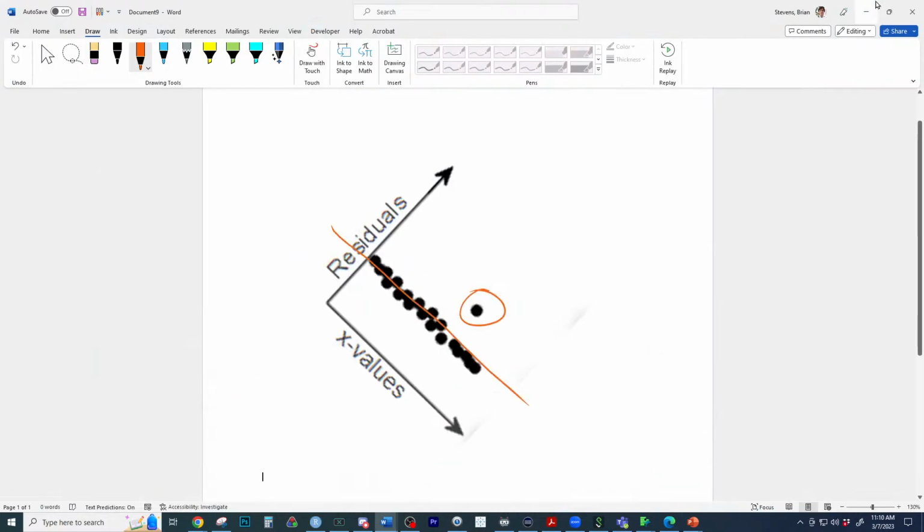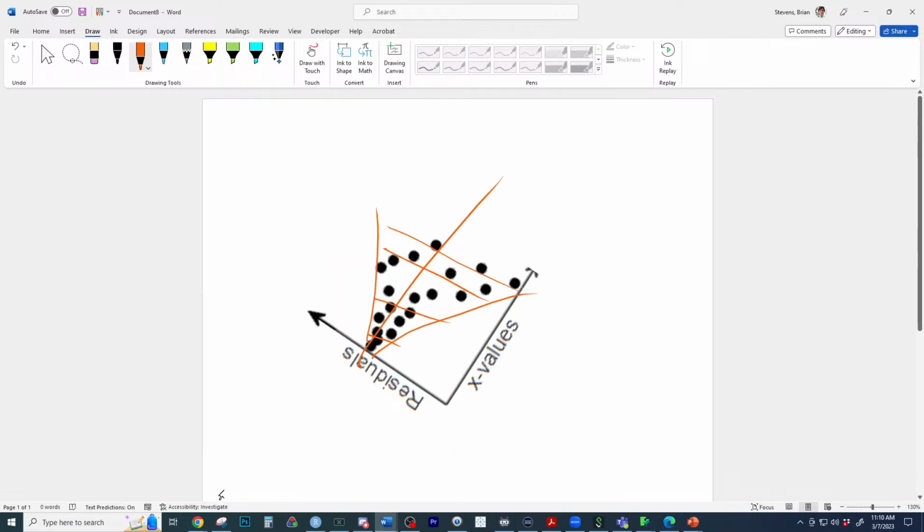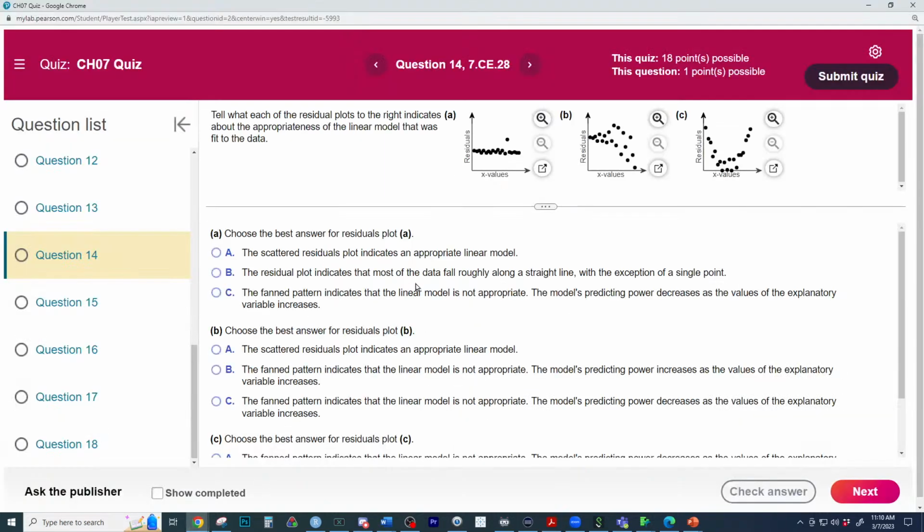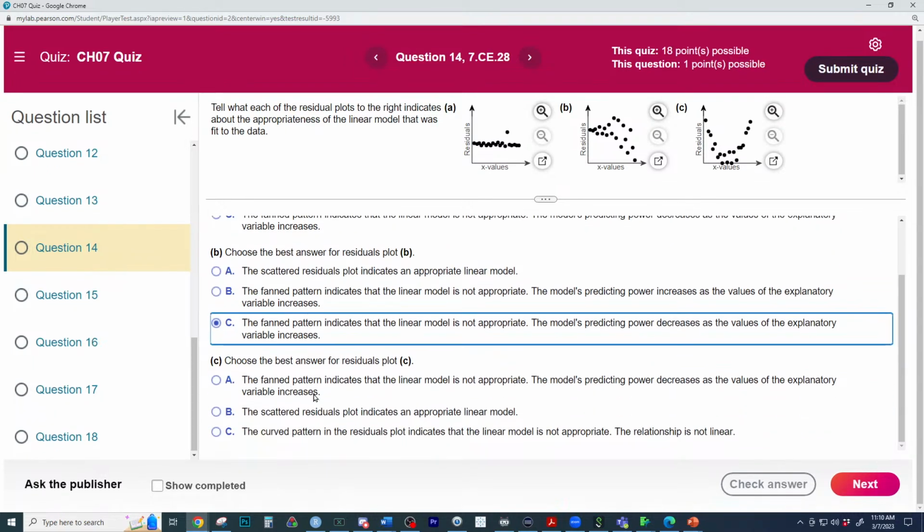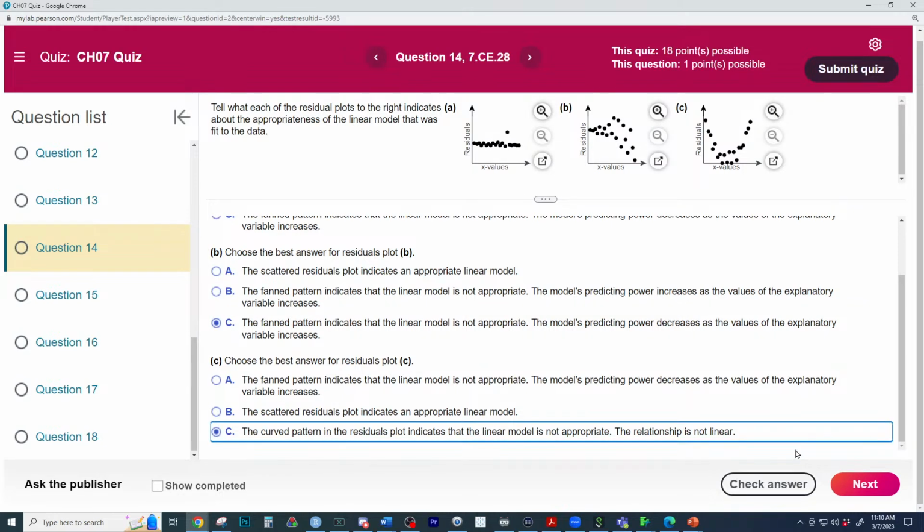Okay. And so, yeah, that identifies the problems. And we might have a good one. So it indicates with 1 point outlier, the model's predicted error decreases, and this one is a curved pattern.